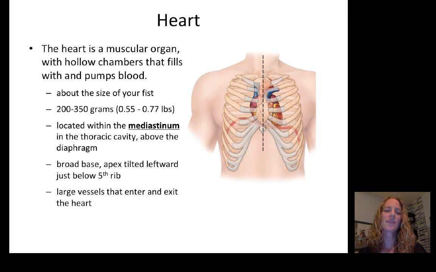The heart is a muscular organ with hollow chambers that fills with and pumps blood. It's about the size of your fist, about 200 to 350 grams, and is located at the center of the thoracic cavity within the mediastinum. Within the thoracic cavity, it's tilted to the left, where the apex of the heart is tilted just below the fifth rib. There are large vessels that enter and exit the heart.